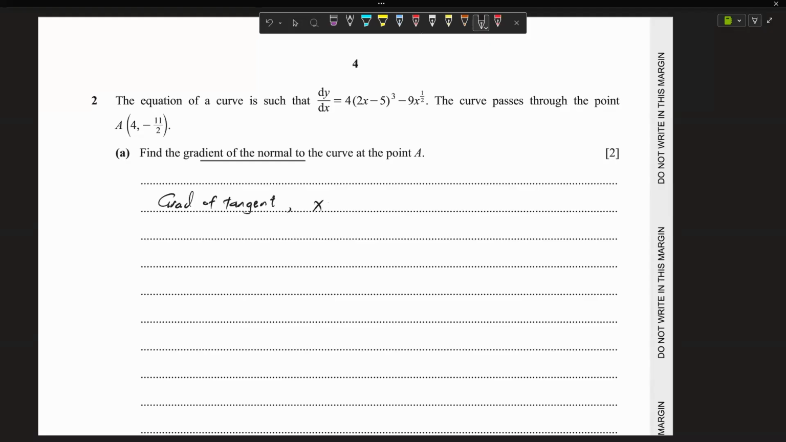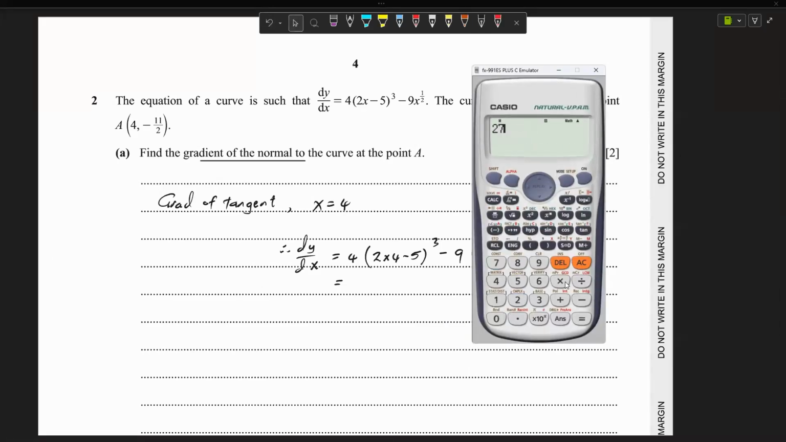For that, we know that x is equal to 4. Therefore, dy by dx is equal to 4 of 2 times 4 minus 5 to the power of 3 minus 9x. Now x is 4 again, so we put a 4 here to the power of a half. Inside here, 8 minus 5 is 3. 3 cubed is 27. 27 times 4.